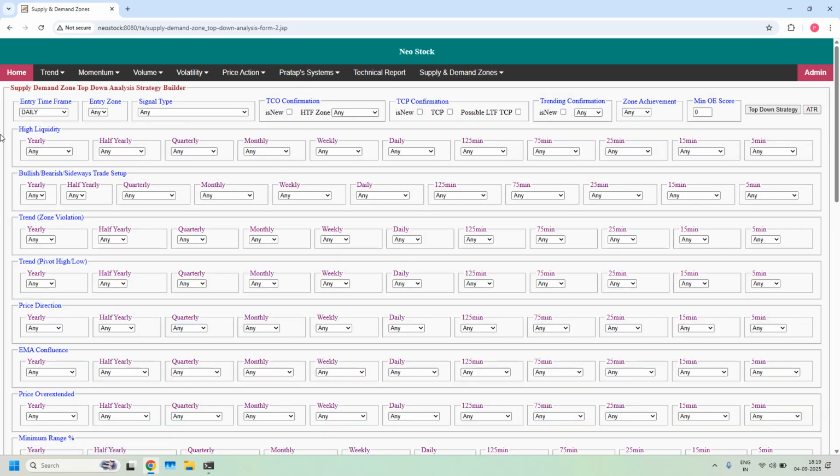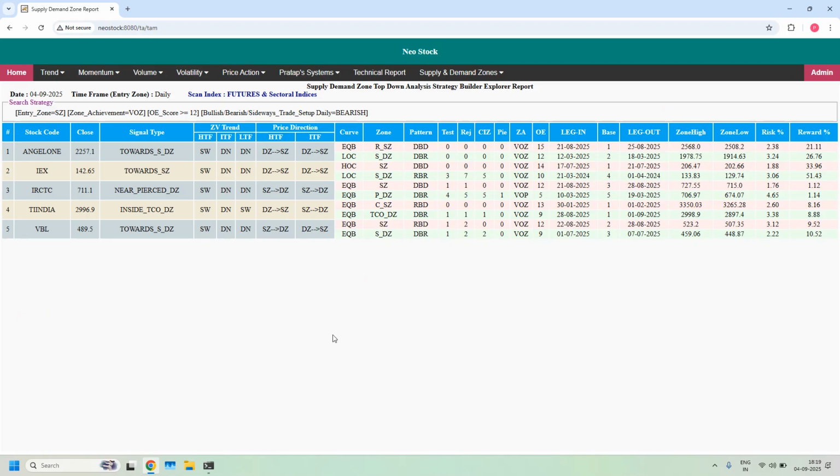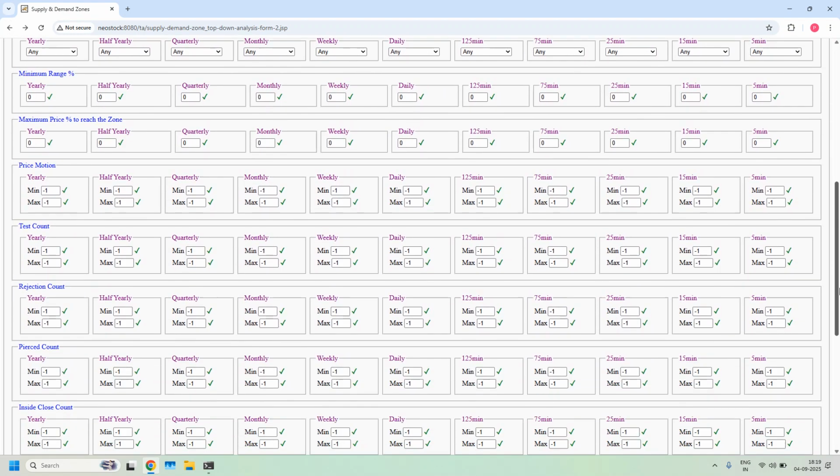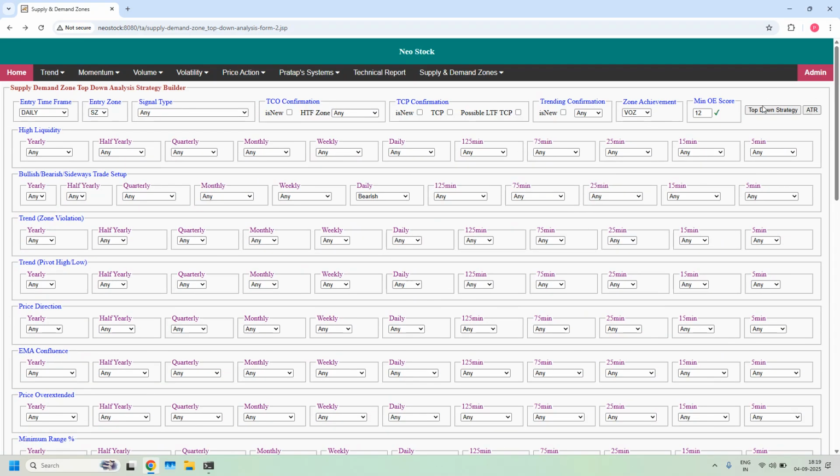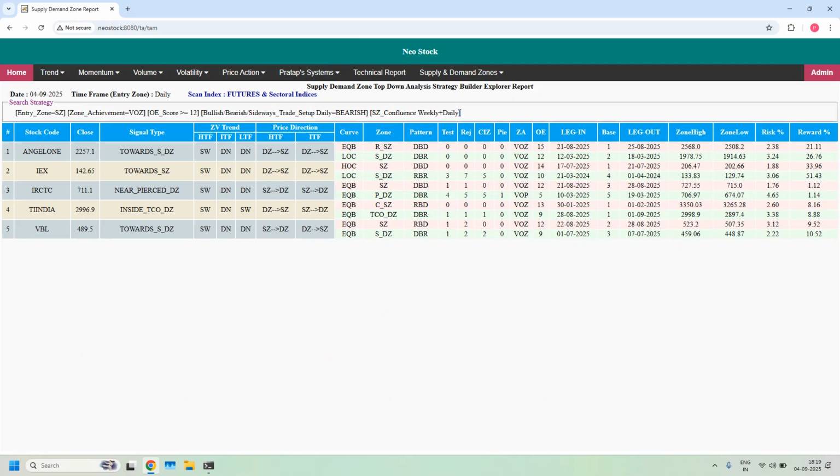Okay, next, bearish trade setup for monthly income trade, entry time frame daily, entry zone supply zone, bullish or bearish. At daily, I am selecting bearish, zone achievement VOZ, minimum odd enhancer score 12. We got 5 stocks, bearish trade setup for monthly income trade, entry time frame zones are daily supply zones. Okay, next, LTF and ITF supply zone confluence, that is daily and weekly supply zone confluence. All 5 stocks are filtered, daily and weekly supply zone. And the weekly trend is downtrend in all stocks.